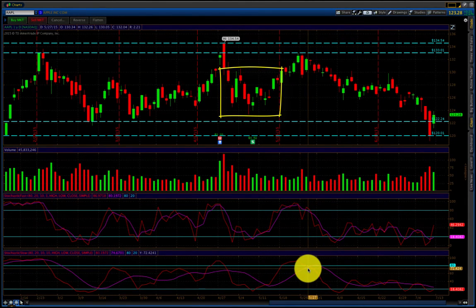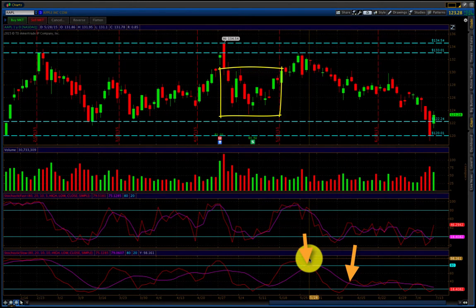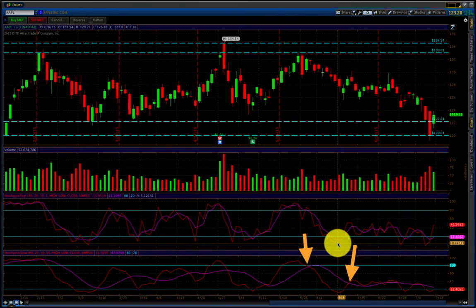So here's a signal here, and then there. If you look at the difference, fast had an oversold signal earlier right here.